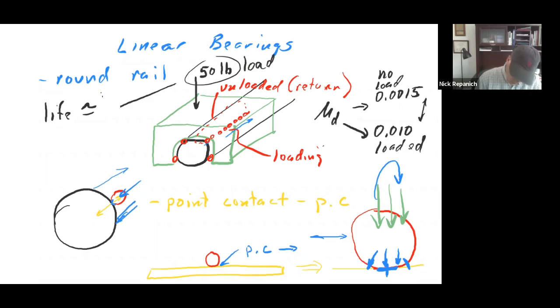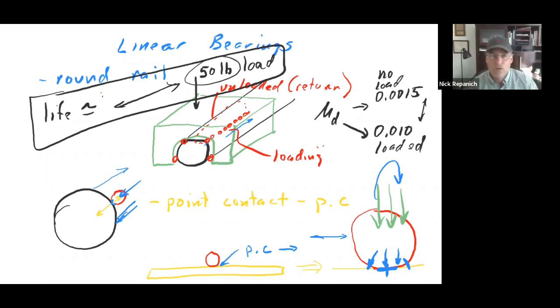You could put that on that one, and a 50-pound load always goes with life, right? You got taught that somewhere along the way, that you can't just list the life without mentioning the load. So life, this might be rated at 0.5 miles, which is an odd term, but linear bearings have to rate the life somehow.